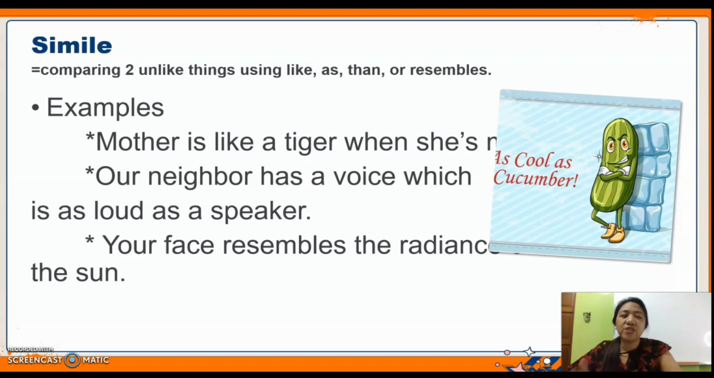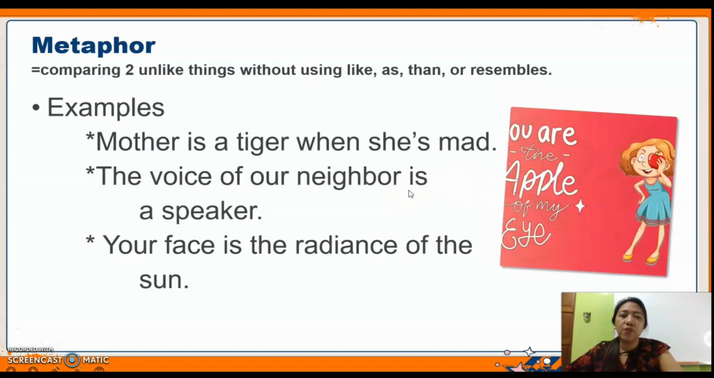Another, your face resembles the radiance of the sun. So, your face and the radiance of the sun are being compared. It's very easy because we use comparison words. Whereas in metaphor, this also compares two unlike things, but you're not going to use like, as, than, or resembles. It's more direct than simile.